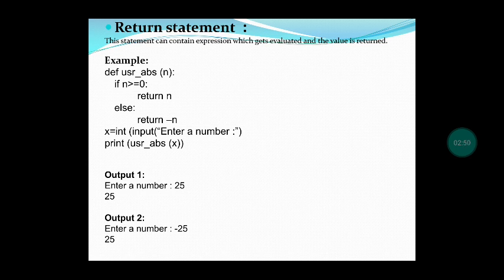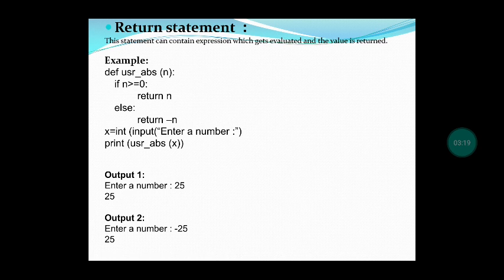Let us see the example for the return statement. def user_abs(n). n is a parameter. If n is greater than or equal to 0, return n, else return minus n. x equal to int(input("enter a number")). Then only we are calling the function. Here the function name is user_abs(x). So we are getting the input from the user.